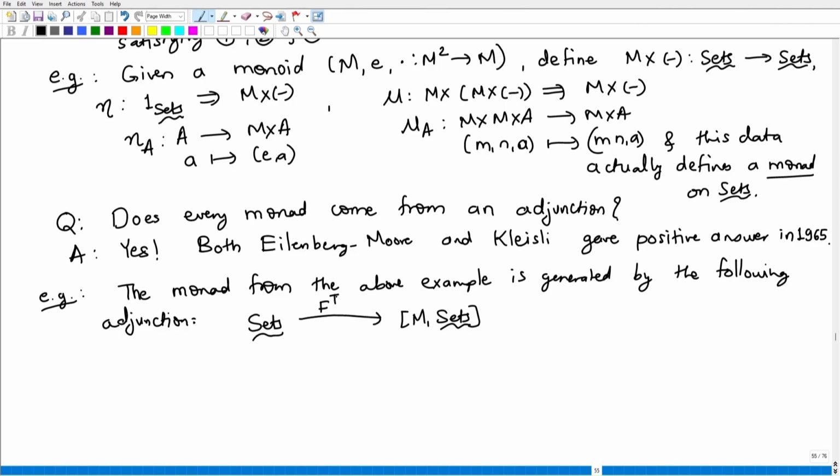Let me call it F upper T. I'm referring to the monad T. And then G upper T, where this is given like this. So what does F upper T do? Well, F upper T takes a set and just gives me a functor, I mean a functor from M to sets. What is the category M here? Can anybody recall it for me?